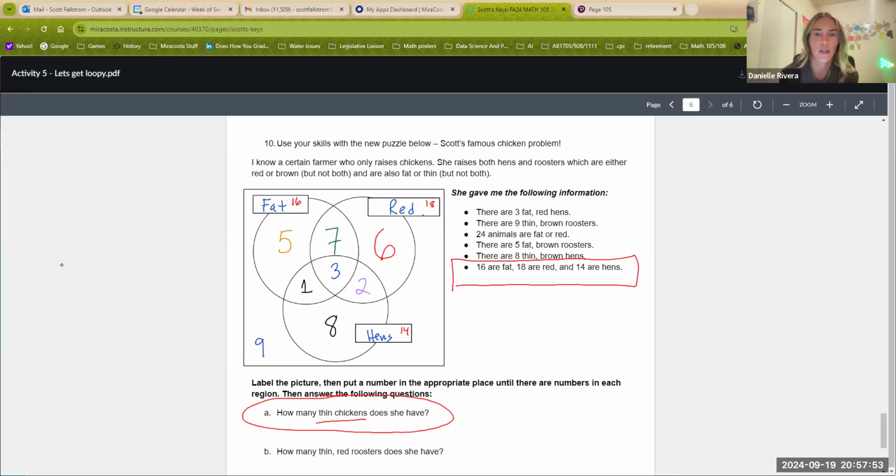Chickens. How many thin chickens? 9. Those are thin chickens. Any other thin chickens? Oh yeah, we do.